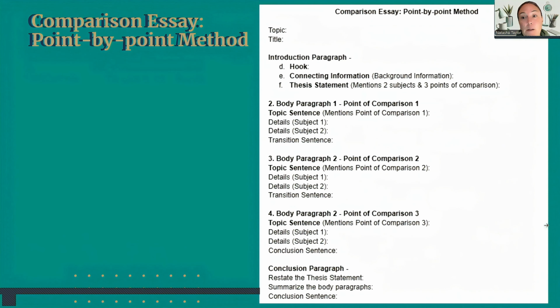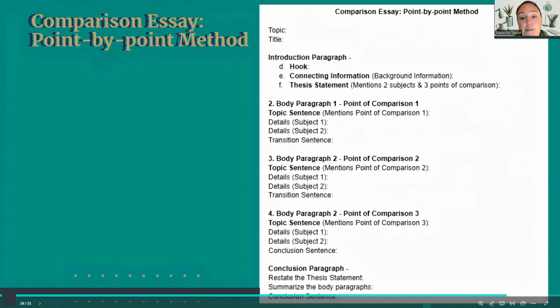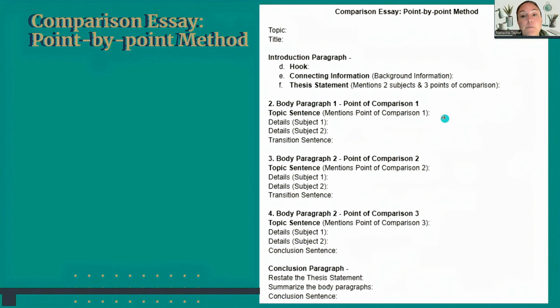For the point-by-point method essay outline, you want to have your introductory paragraph the same, whereby you have the hook, connecting information, and thesis statement in the same manner, and the conclusion paragraph in the same manner. However, there are 3 body paragraphs if there are 3 points of comparison. So body paragraph 1 focuses on point of comparison 1 and mentions all the details about point of comparison 1 for both subjects in that body paragraph. Likewise, for body paragraph 2, you now talk about point of comparison 2 as the focus, and you discuss both subjects for point of comparison 2.